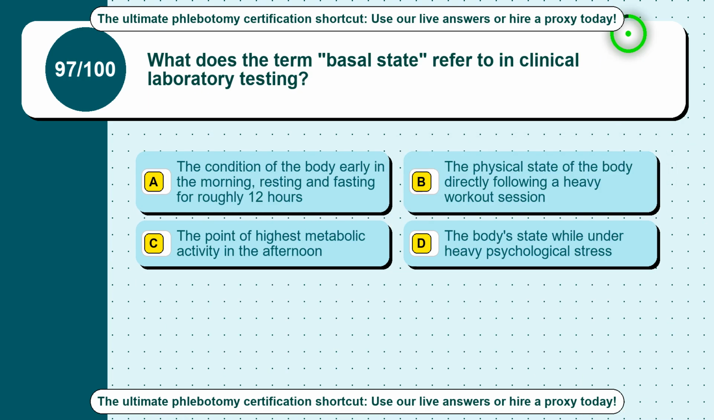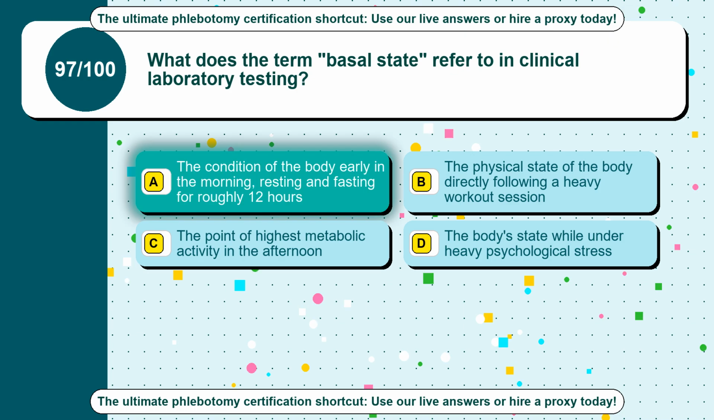Question 97. What does the term basal state refer to in clinical laboratory testing? Option A. The condition of the body early in the morning, resting and fasting for roughly 12 hours. Option B. The physical state of the body directly following a heavy workout session. Option C. The point of highest metabolic activity in the afternoon. Option D. The body state while under heavy psychological stress. The correct answer is option A.